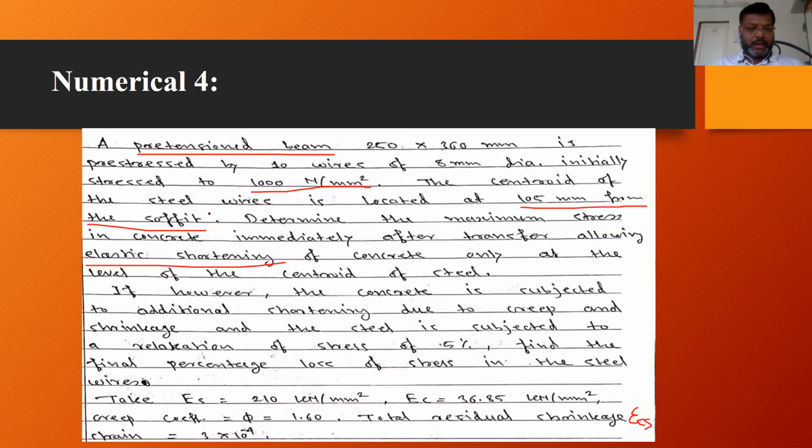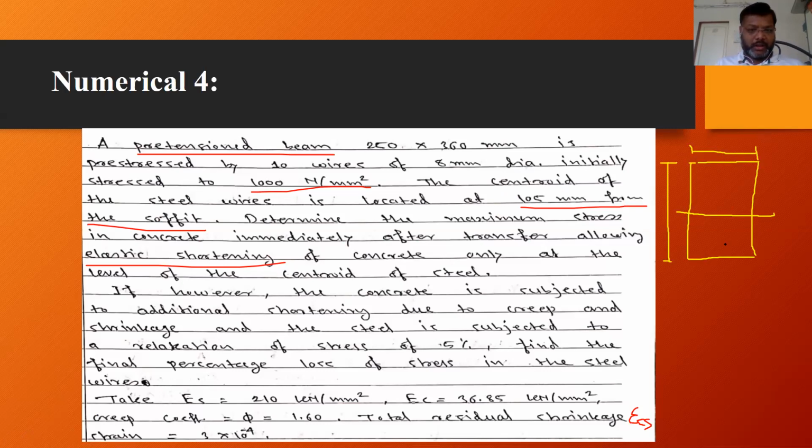And they have given that these wires are centered at 105 mm from the soffit. So here we have to find out the eccentricity also. This is the condition now: they have given the beam, which has a section size of 250 by 360. 250 is the width and 360 is the depth.